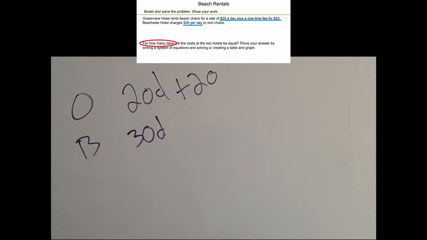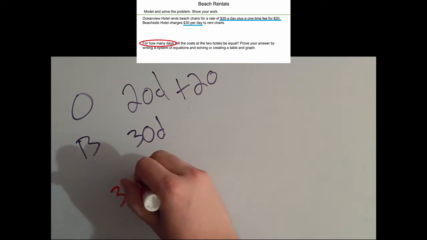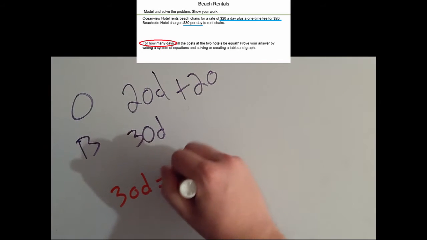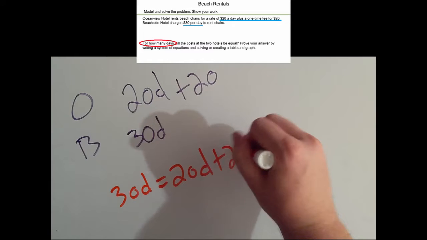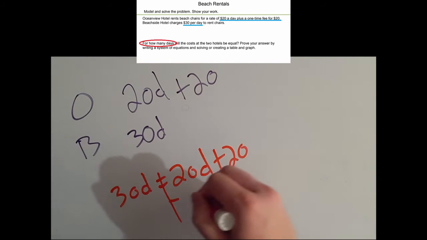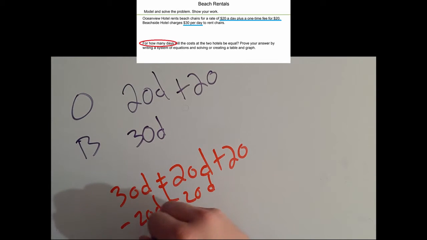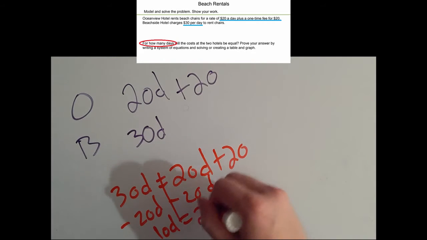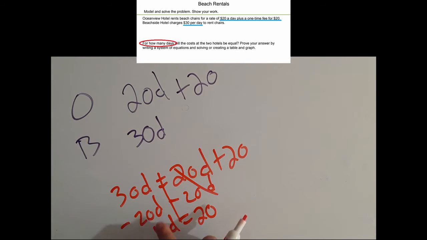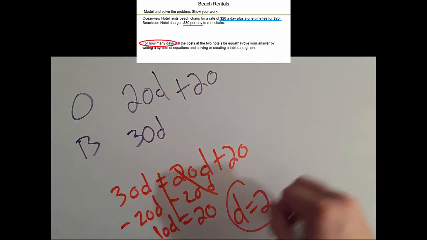So we're going to try and solve these. Remember, when we're looking to solve a system of equations, all we're going to do is just set them equal to each other. So 30d for Beachside. We want to know when does that equal Ocean View. So if we solve this, just remember, draw our line, minus 20d, same thing to both sides. We get 10d, and 20 left on this side after we cancel those out. So 10 times 2 is 20. So on day 2, they're exactly the same.